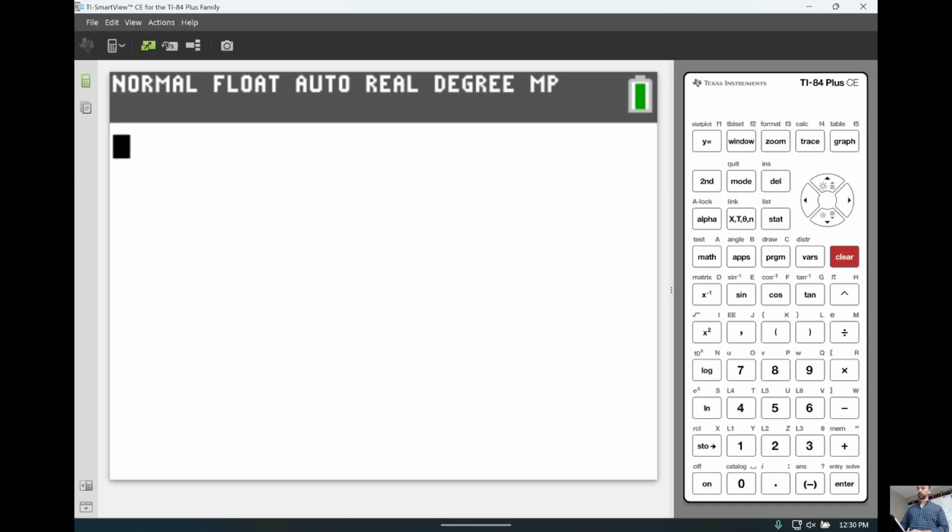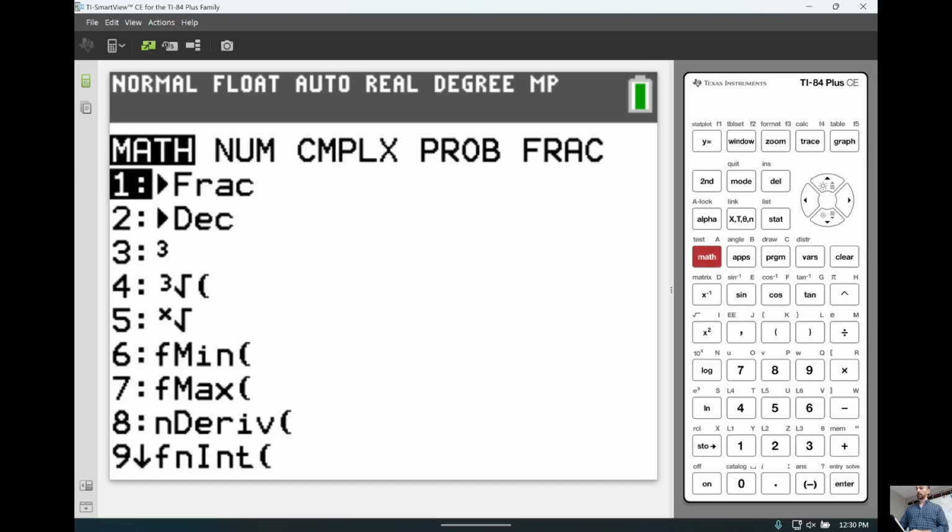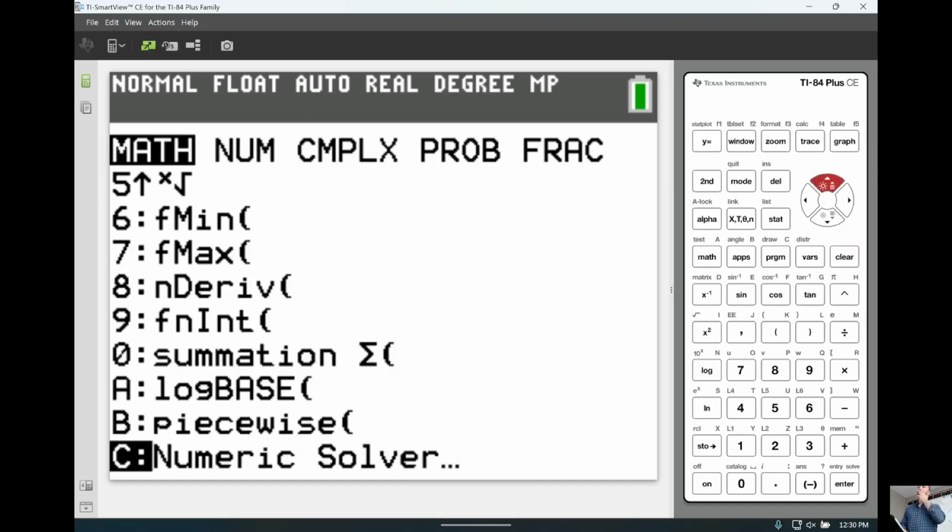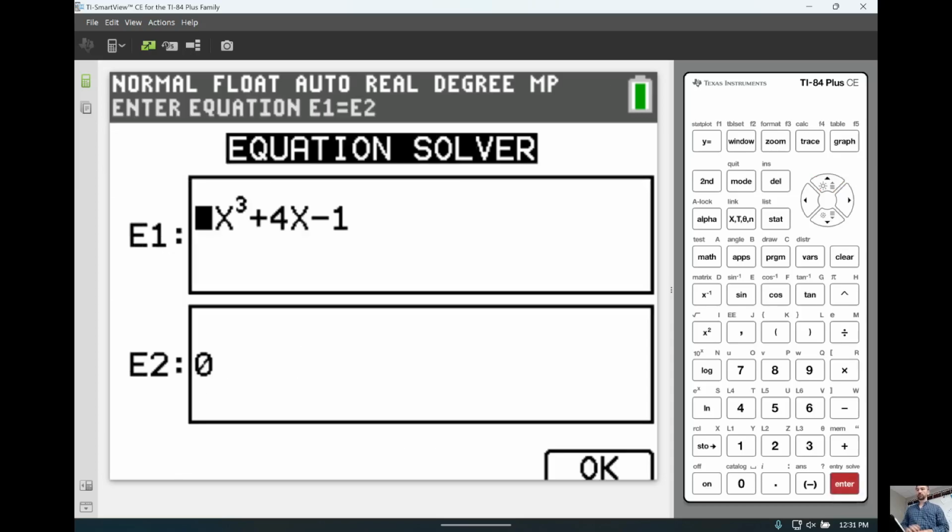If you go to math and go down to the very bottom, your calculator has something built in called equation solver or numeric solver. So if you press that, you can type in one side of an equation. Let's just do something real easy, like x minus 4. And then you type in the other side of the equation.